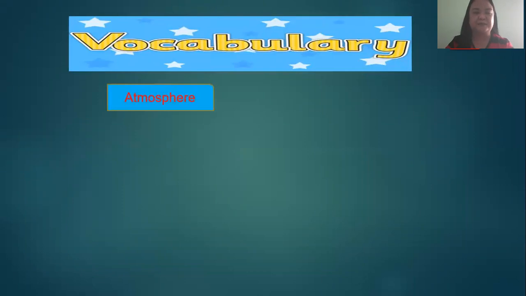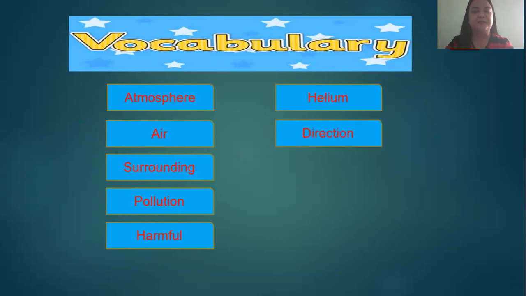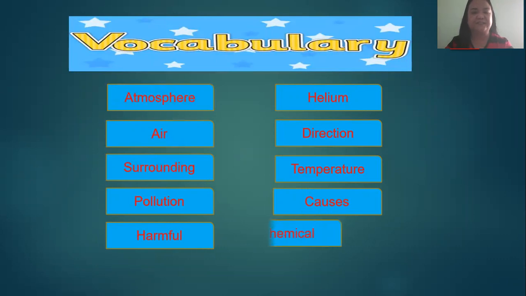Atmosphere. Air. Surrounding. Pollution. Harmful. Helium. Direction. Temperature. Causes. Chemical. These are the set of new words that you have to learn today.